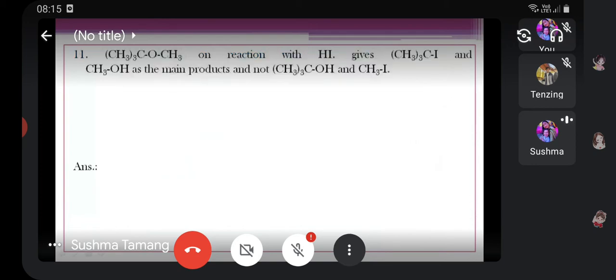Okay, so तिमीहरुको छ, this molecule reaction with HI gives this thing. यो हामीले गरेको छ, पहिला हिजोस्ति गरेको छ.